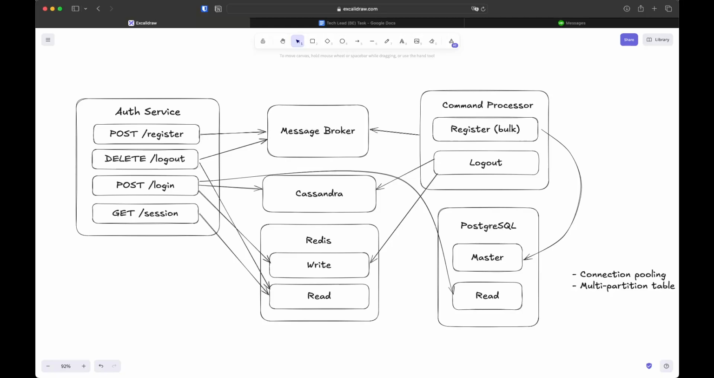Then the session endpoint, as we just said, just reads from Redis. It has super low latency. It's scalable, so there shouldn't be any issues over here.